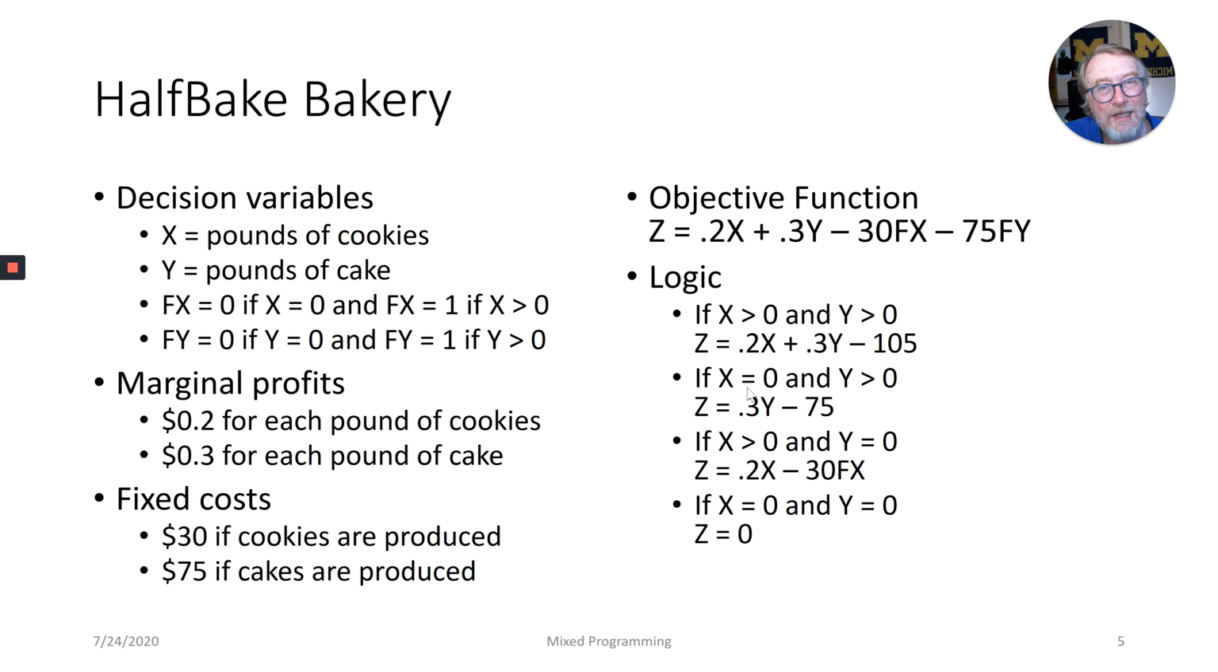If we don't make any cookies and we just make all cake, then of course we only have the marginal contribution of the cake we're making, but then we have to subtract off $75 for the fixed cost of cake. If we're making cookies but no cake, it's just the opposite, 0.2x minus 30 f of x. And then if we don't make either, then of course profit is 0. Don't do anything, you don't make any money.